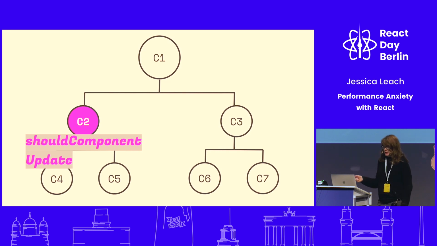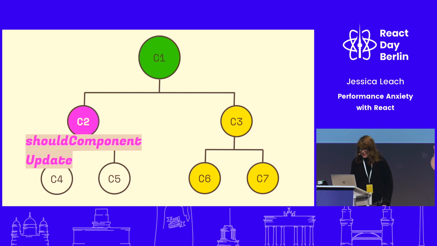What happens if there's a change in C1? Which children will we render? So C2 has shouldComponentUpdate returning false, so it doesn't re-render, and neither does its children. But C3 and C3's children do re-render.